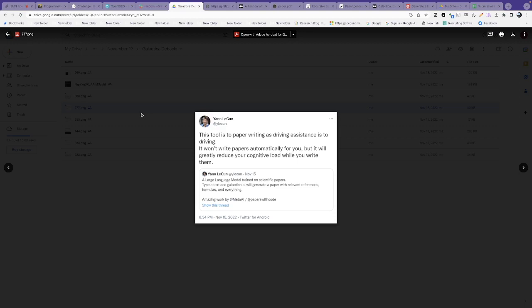So Yann LeCun responded here. He said on the 15th, the large language model trained on scientific papers, Galactica AI, will generate a paper with relevant references, formulas, and everything. And this tool is to paper writing as driving assistance is to driving. It won't write papers automatically for you, but it will greatly reduce your cognitive load when you write them.